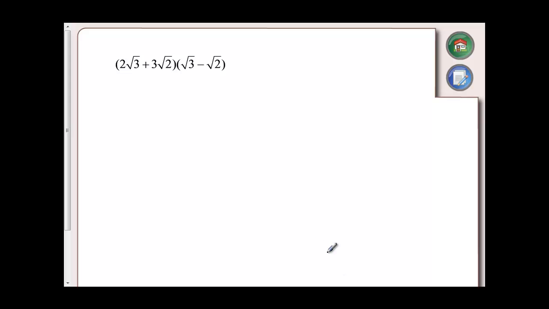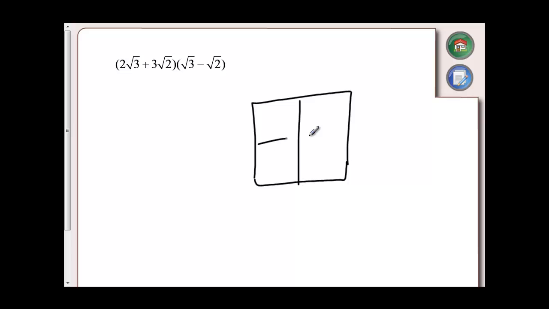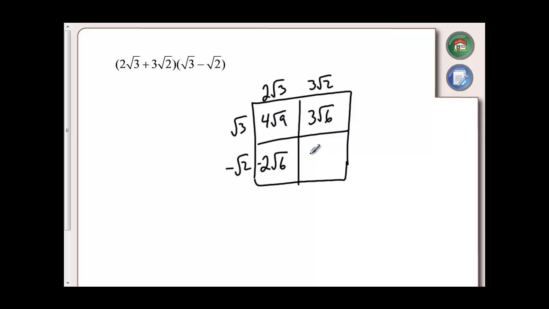Another way you could have done this is using the square method. So if you draw yourself a square and put the first binomial on the top of your square and your second binomial going down the side of your square, then we can just multiply together, putting our product in the squares. So 2 root 3 times root 3 is going to be 2 root 9. This one's going to be 3 root 6, negative 2 root 6, and finally negative 3 root 4.